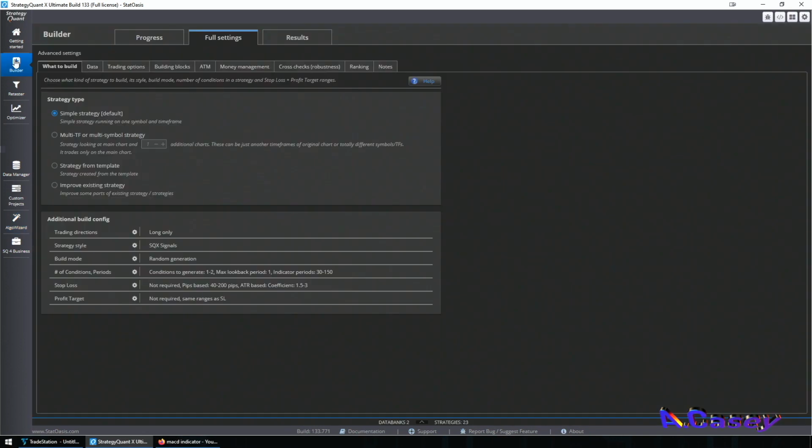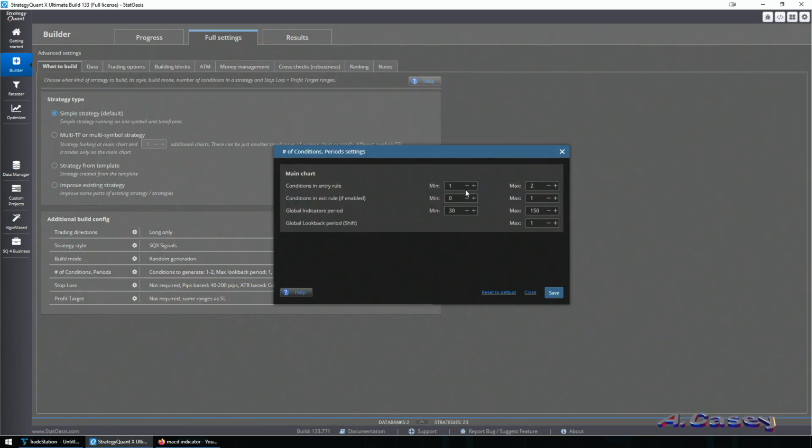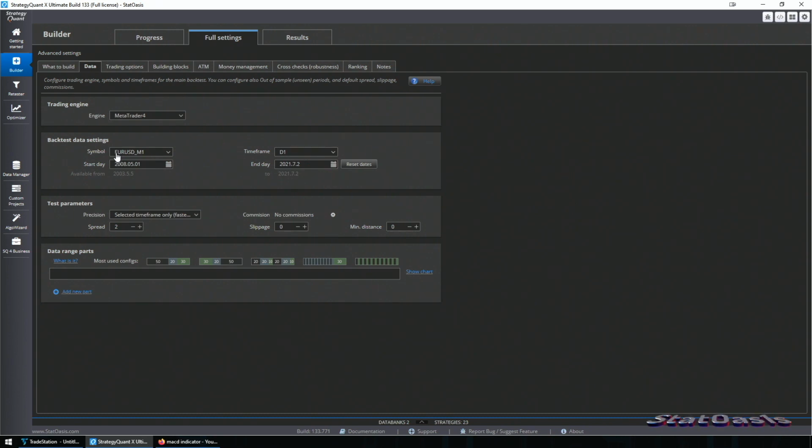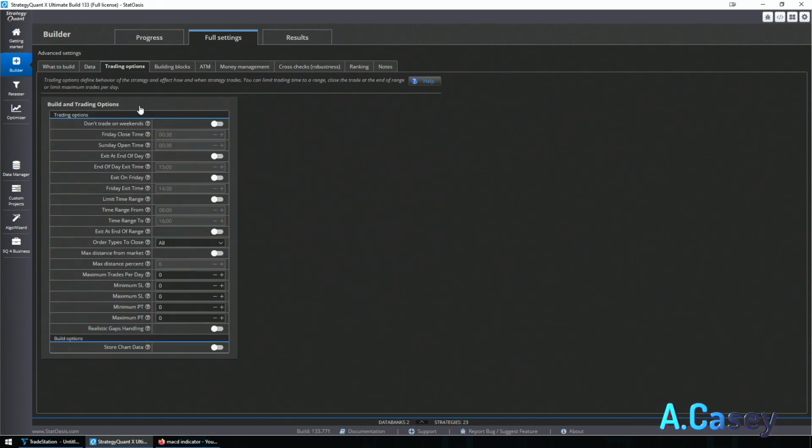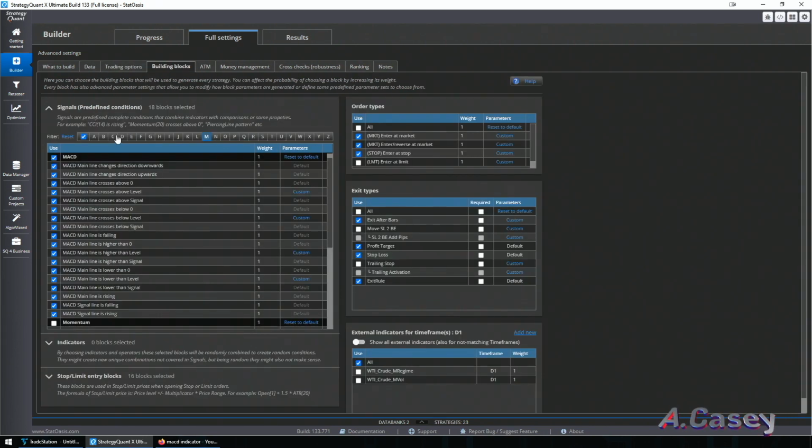So if we go to the builder part, I'll build a simple strategy, long only. And the number of conditions I'm going to use is 1 to 2. So maximum 2 conditions. Exit, maximum 1 condition. And shift, maximum 1. Then the data, I'm using the same thing, EURUSD, MetaTrader, daily time frame, of course, trading option, nothing. And here is what I picked.